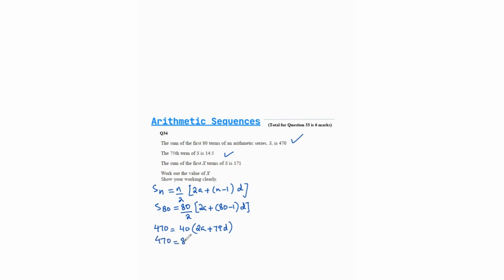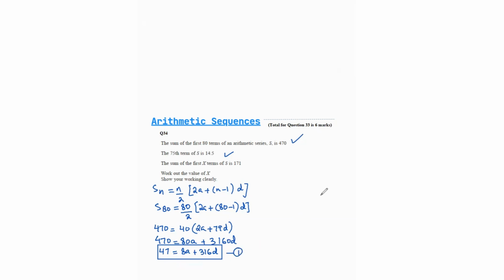470 equals 80a plus 79 times 40, that's 3160d. All of them can be divided by 10, so that's 47 equals 8a plus 316d. Okay. This is our first equation in terms of a and d.